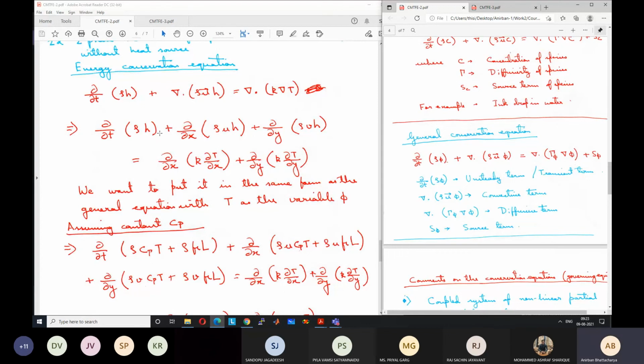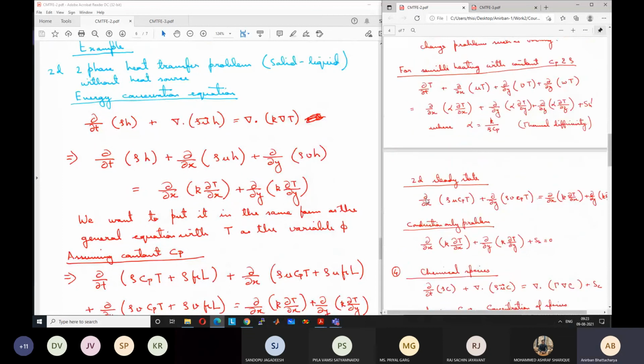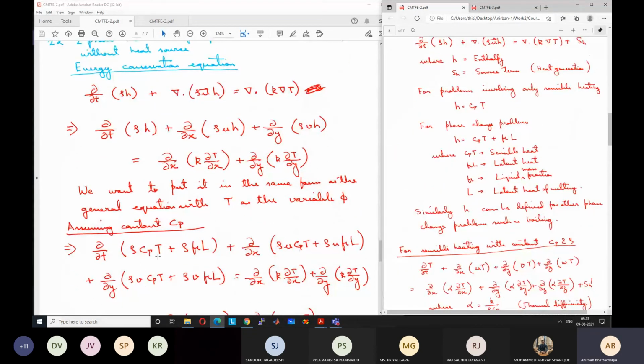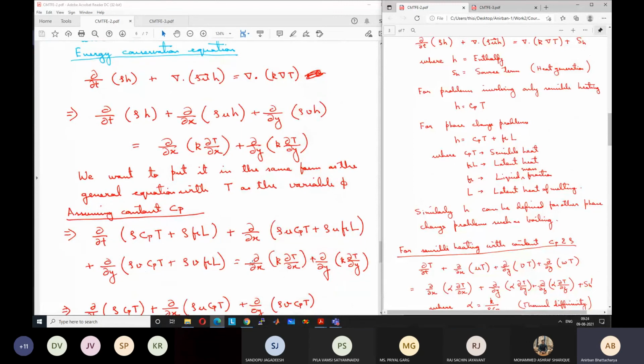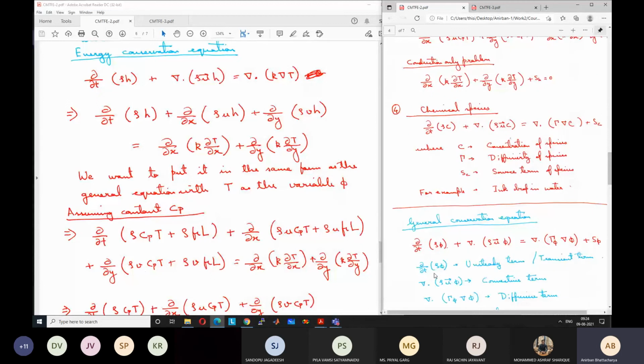So H, as you know, where is our H? H is CpT plus fL. Okay. So del t of rho CpT plus rho fL, plus del x of rho u CpT plus rho u fL. Similarly, del y of rho v CpT plus rho v fL. This is on the left hand side. Right hand side, del x of k del T del x plus del y of k del T del y. Okay. This is the equation in terms of temperature and extra terms like latent energy terms.